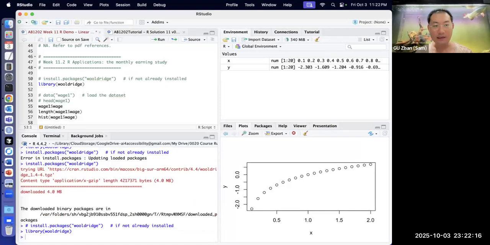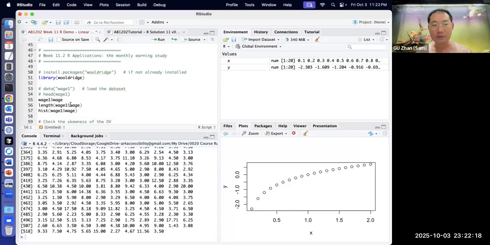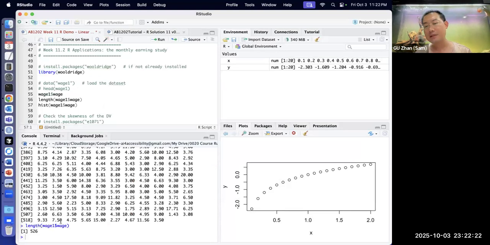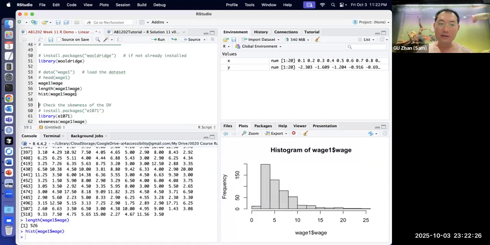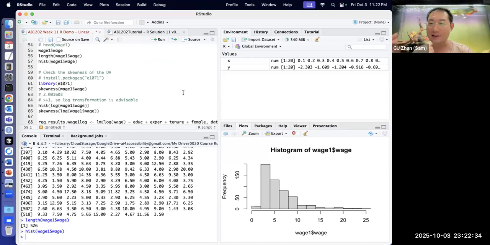Then let's have a look at wage one. Wage is this, and the length, how many elements? There are 526. Then we do a histogram of this wage, as seen here. It is very clear it is right skewed. So I want to check how much the actual skewness is, so we use a skewness function.